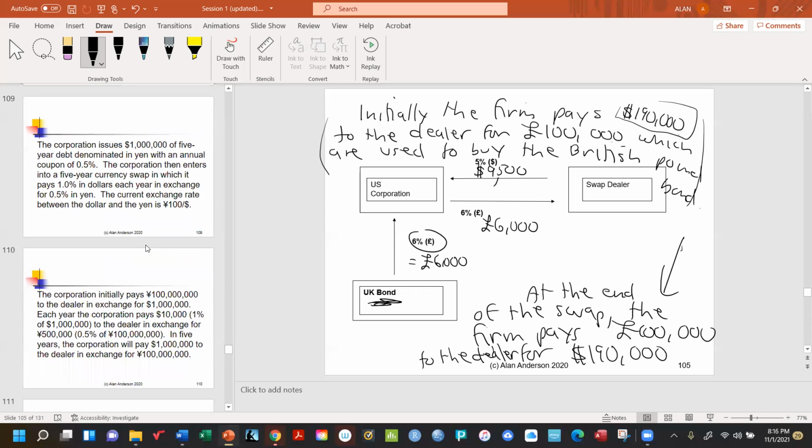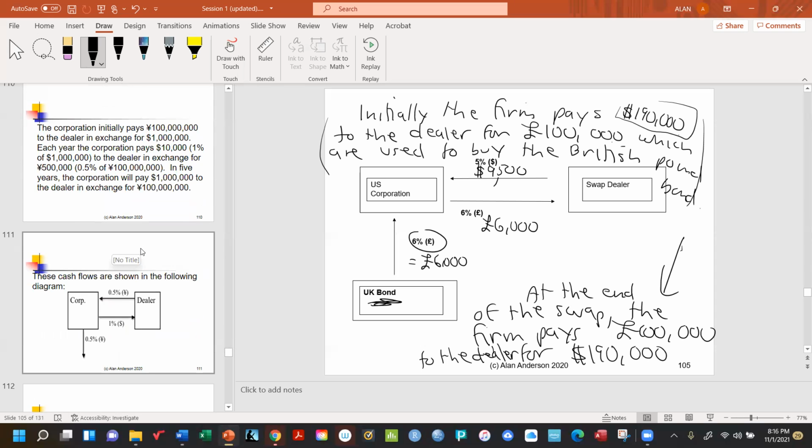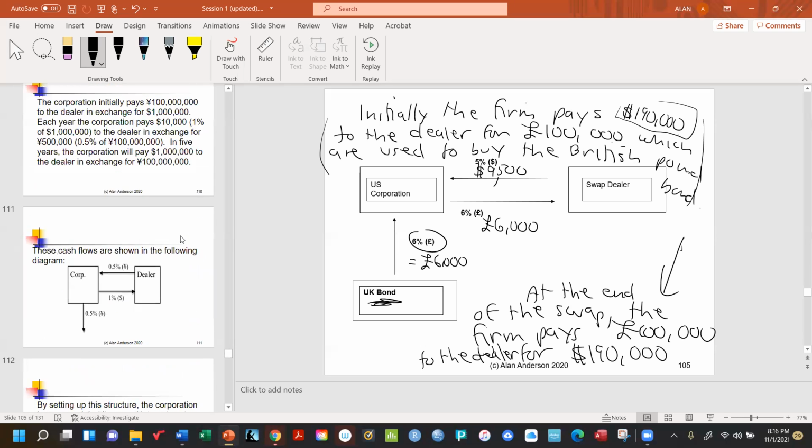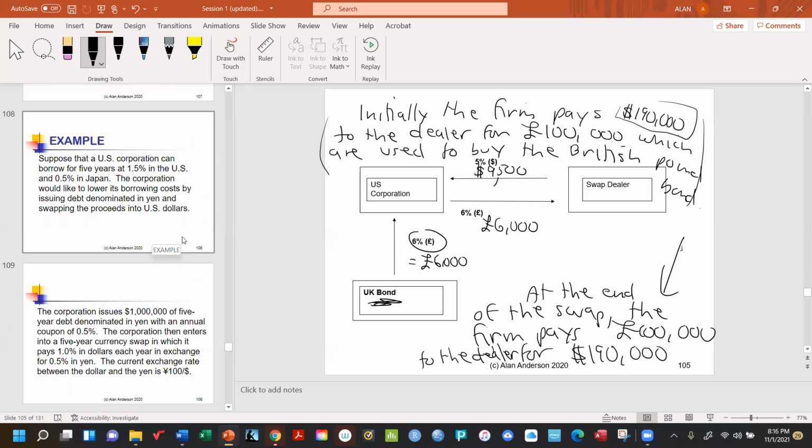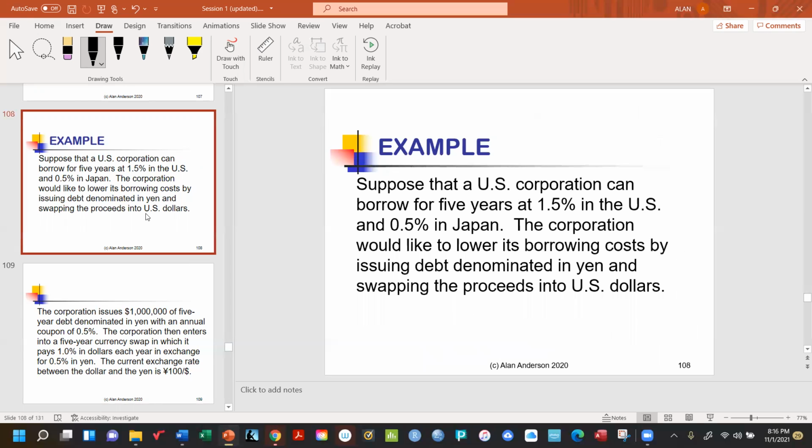All right, now, here's an interesting twist on this. Let me just show you the diagram. What can happen sometimes is that corporations in one country may decide to borrow in a foreign country to save interest. Let's look at an example where that happens. So the U.S. corporation, let's say it's possible for us to borrow at 1.5% in the U.S. and 0.5% in Japan. We're a multinational. We have branches in both Tokyo and New York, and we can borrow in either market. We'd like to borrow at a lower cost, so we issue bonds denominated in yen, and then we trade the yen payments for dollars. Okay, so how would that work?